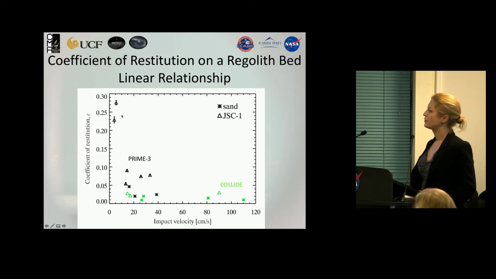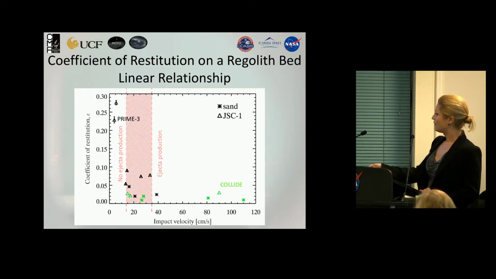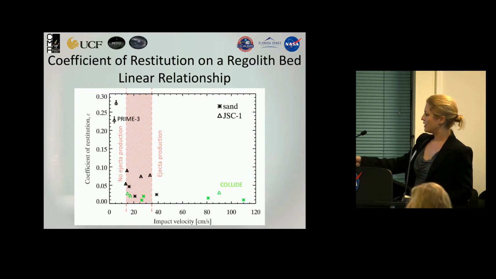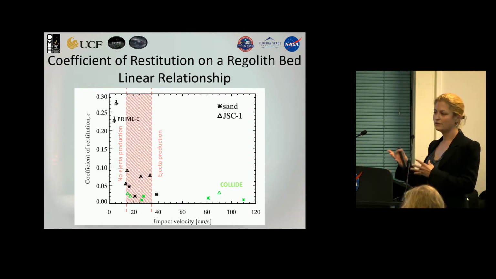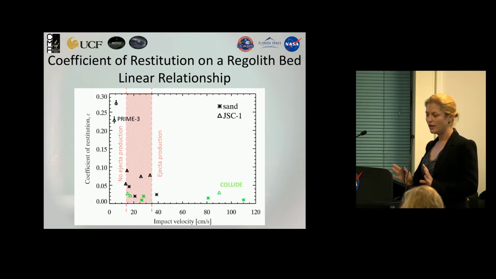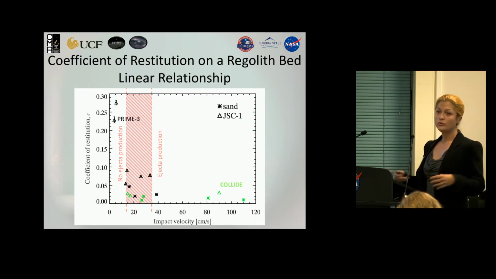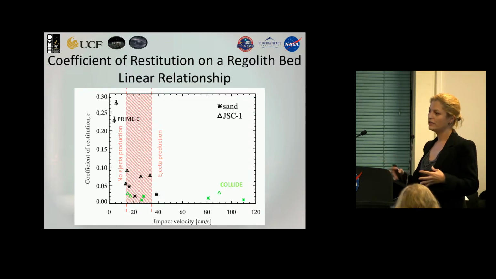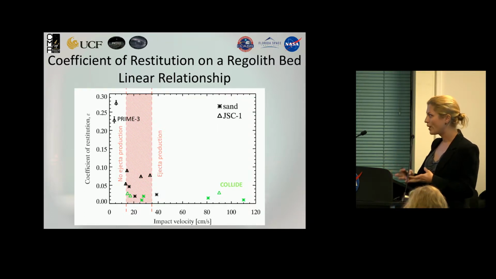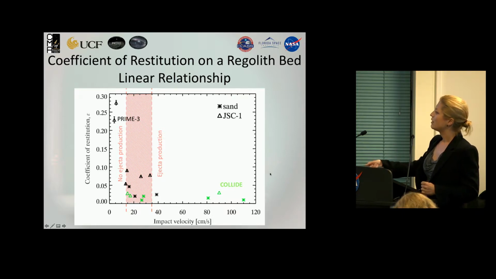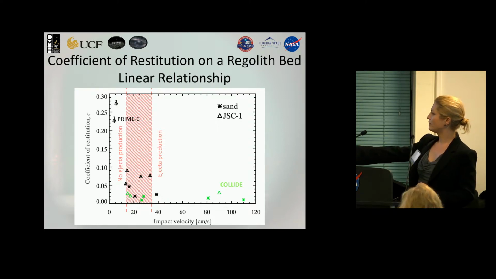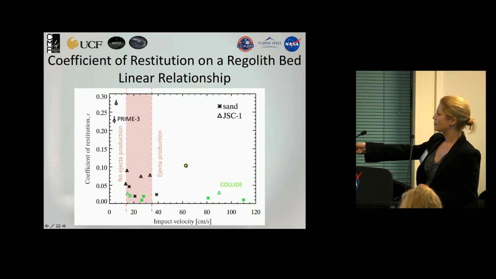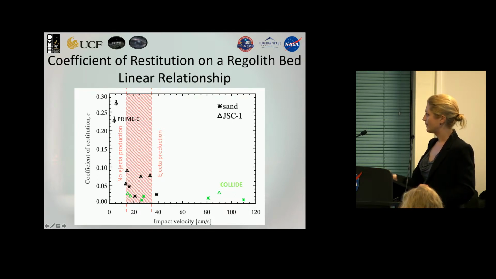As you go under 10 centimeters per second, you get really an increase in the coefficient of restitution, and I think that shows that the energy of the impact does not get dissipated in the bed of regolith as well, because now you don't create ejecta. Not all of the energy, but more energy can go back into the rebound of the projectile. While when you have ejecta production, you end up having a very low coefficient of restitution. So you have a transition between no ejecta and ejecta production here between 20 and 30 centimeters per second impacts.